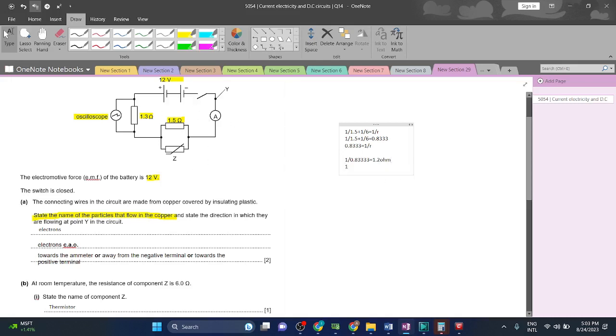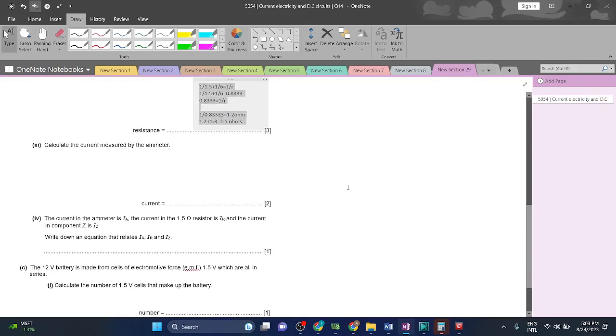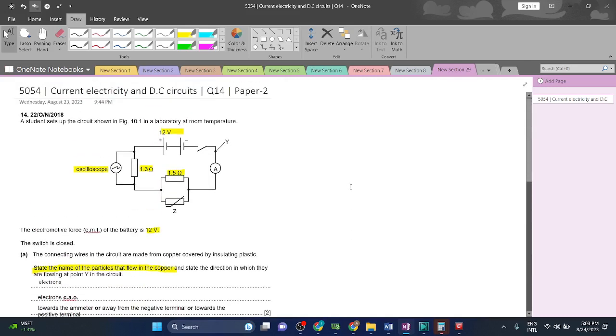So if we add 1.2 plus 1.3, we will get 2.5, and 2.5 will be the total resistance across that circuit. Calculate the current measured by the ammeter. The current measured by the ammeter will be calculated using the total voltage and the total resistance. तो V is equal to IR से हम निकाल लेंगे ये. V हमारे पास है 12 is equal to I, I निकालना है.